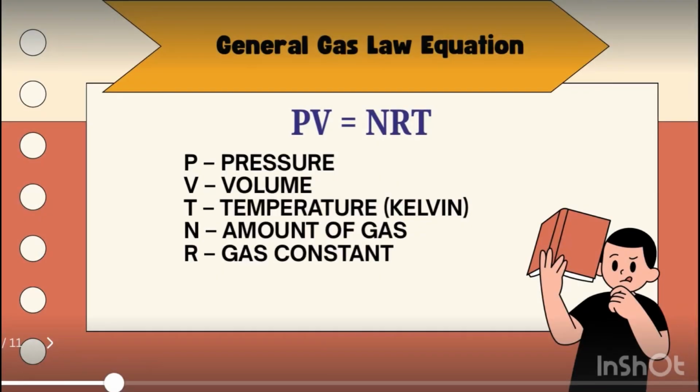The general gas law describes the relationship between pressure, volume, and temperature for a fixed amount of gas. The equation is PV equals nRT.